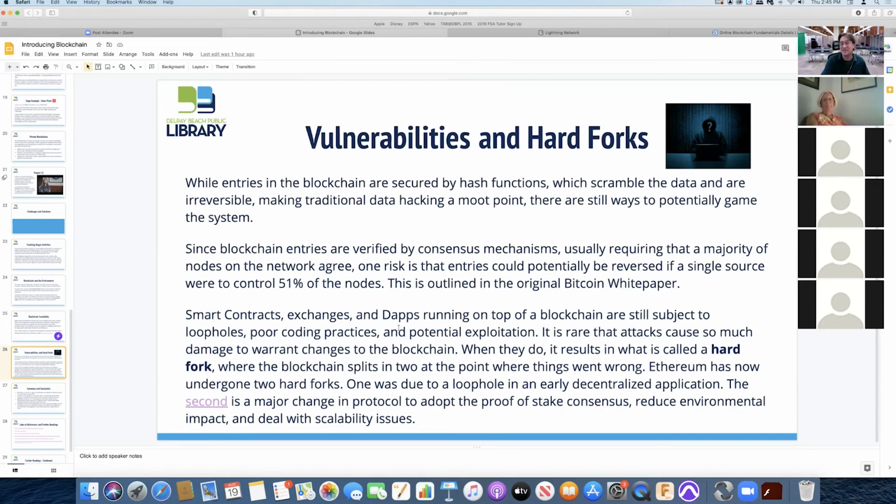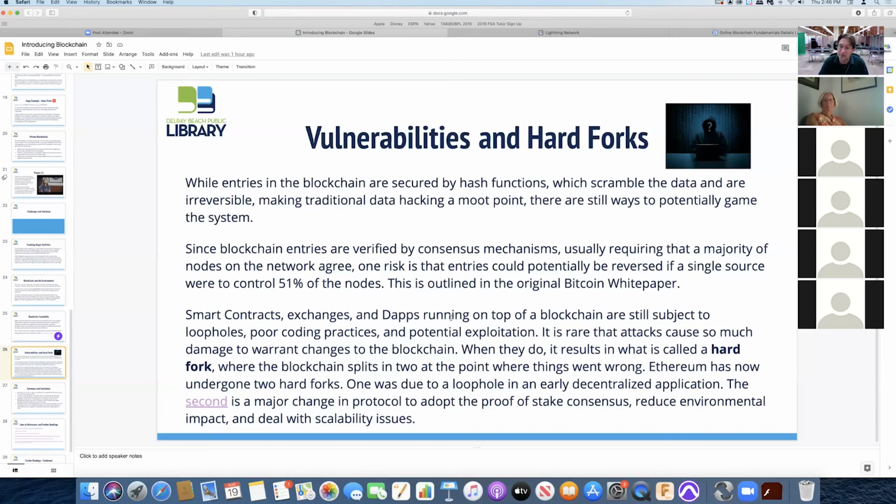But smart contracts, exchanges, and dApps running on top of the blockchain are also still subject to loopholes, poor coding practices, and potential exploitation. So while the blockchain is really more secure than a bank, by not allowing that traditional hacking of a centralized database, there are things running on top of it that still have that risk. Part of it is that smart contracts are code, and code is written by humans, and humans make mistakes. So it is rare that attacks cause so much damage to warrant changes to the blockchain.